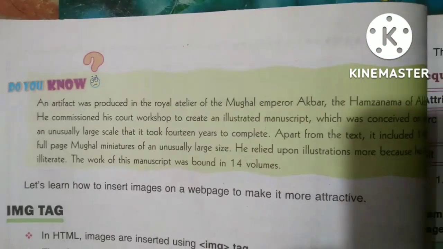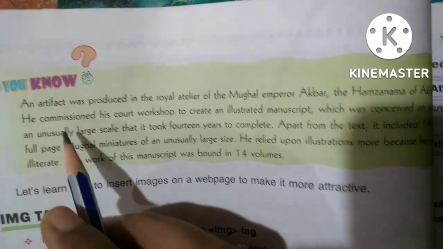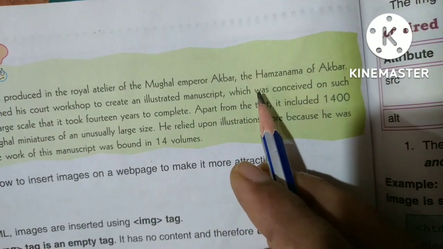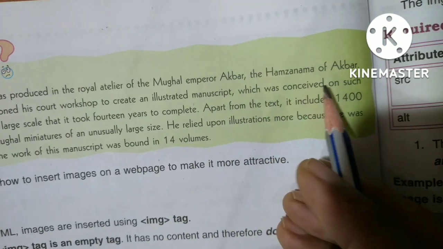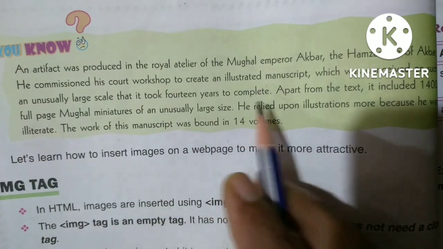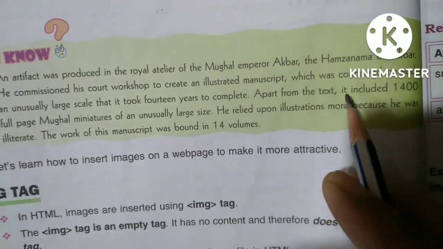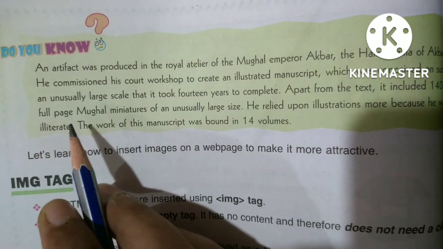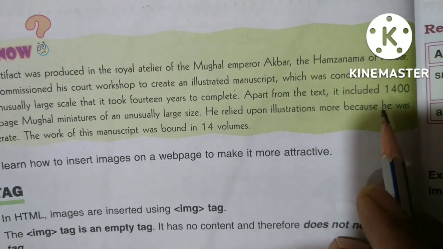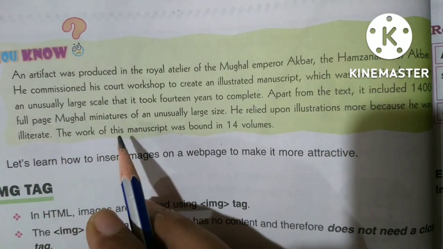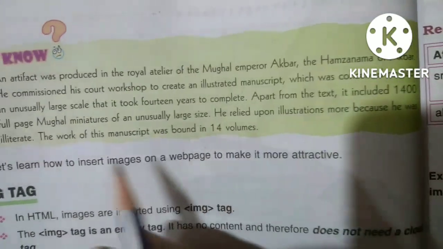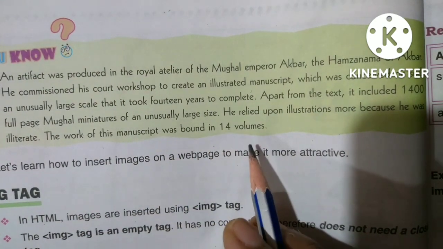Do you know an artifact was produced in the royal atelier of the Mughal Emperor Akbar? The Hamzanama of Akbar. He commissioned his court workshop to create an illustrated manuscript which was conceived on such an unusually large scale that it took 14 years to complete. Apart from the text, it included 1,400 full-page Mughal miniatures of an unusually large size. He relied upon illustration more because he was illiterate. The work of this manuscript was bound in 14 volumes.